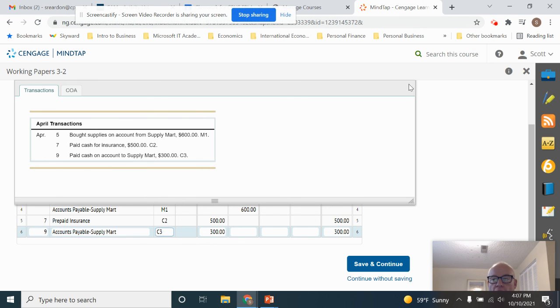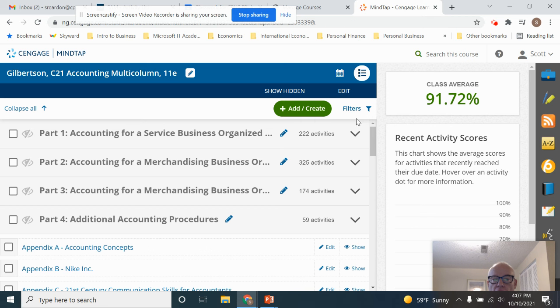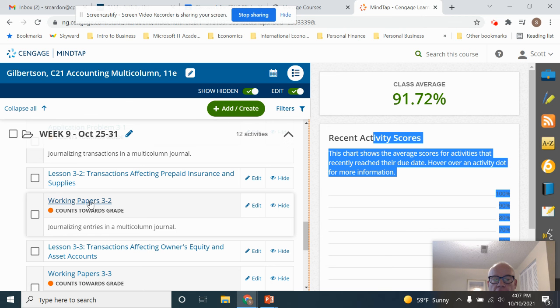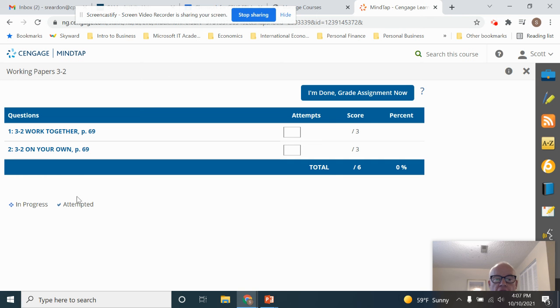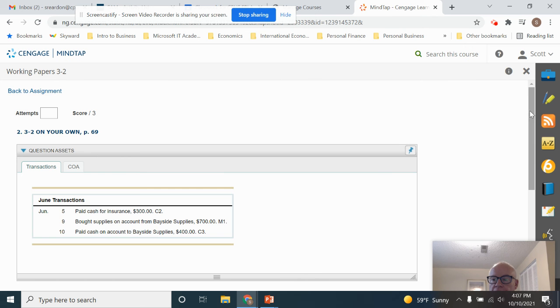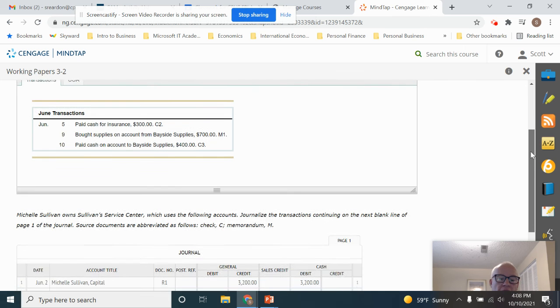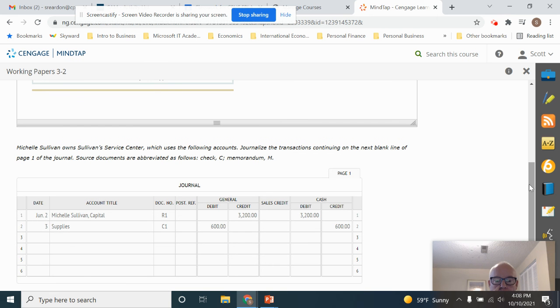All right. Once you're done with that, I'm not going to save this, by the way. The only thing you're working on for this section as an assignment is on your own, page 69, and that's going to be another 3 transactions building on what we already did in the previous chapter. Okay, and that's it.